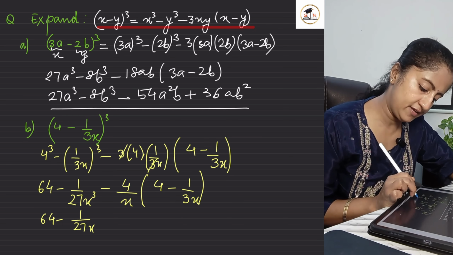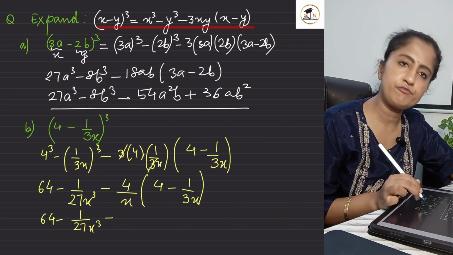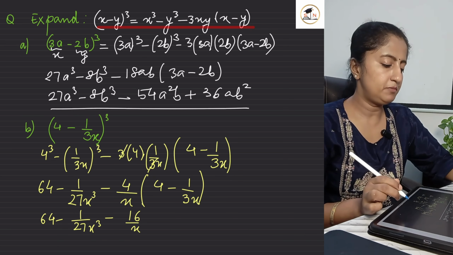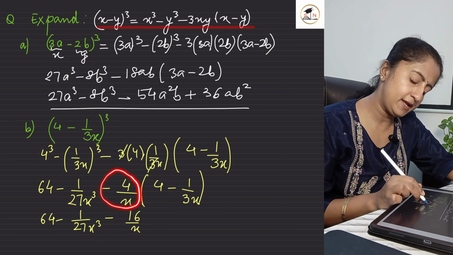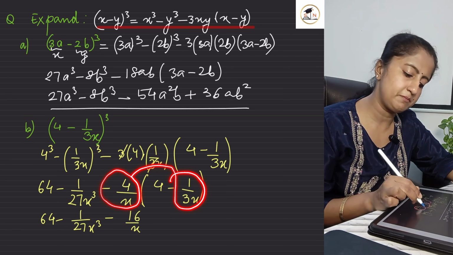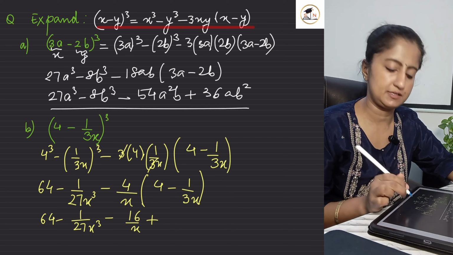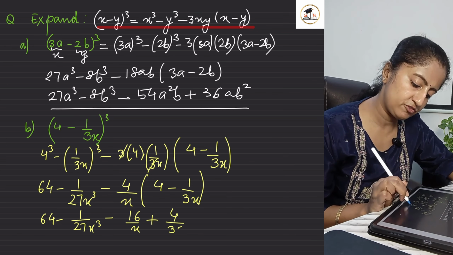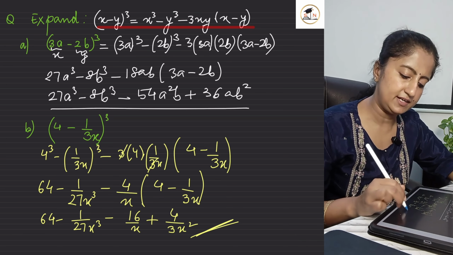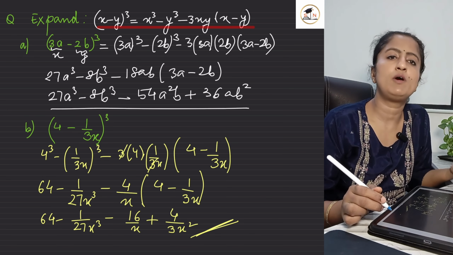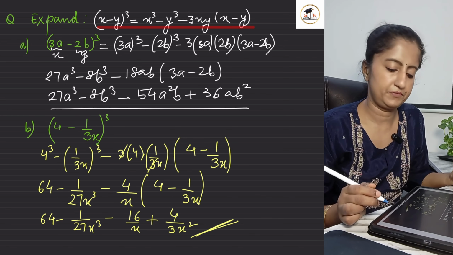Right. So we have x cube over here. Now, 4 fours are 16 over x. Now, we need to multiply this minus 4 by x with minus 1 by 3x, right? So what does that give me? First of all, it's plus 4 over 3x square. And that's all. This is the expansion of 4 minus 1 by 3x whole cube, right?